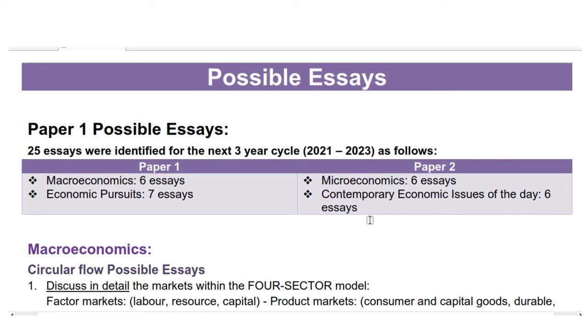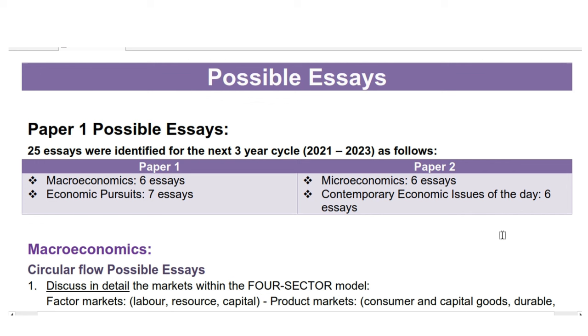For paper 1, I recommend macroeconomics, and for paper 2 I recommend microeconomics. I'm not saying follow my recommendation. If you prefer economic pursuits and contemporary, then go for that. Now let me show you the essays from 1 to 25. The next 25 videos on this playlist will address each of the 25 in depth.